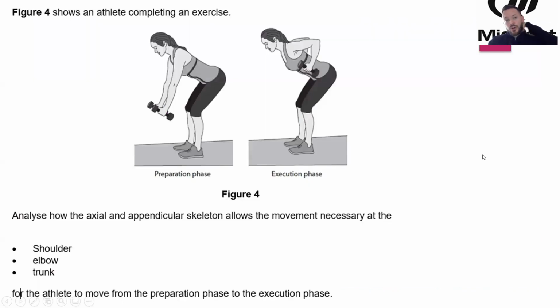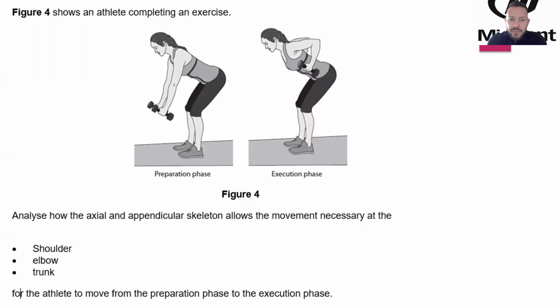Okay, so you'll be given a figure or an image, as you can see at the top of the screen here. It's kind of a row movement taking place. They'll call it phases of movement. So as you can see on the screen here, you've got preparation phase through to execution phase. All right, and then underneath you'll see it says analyze. So that's the command word.